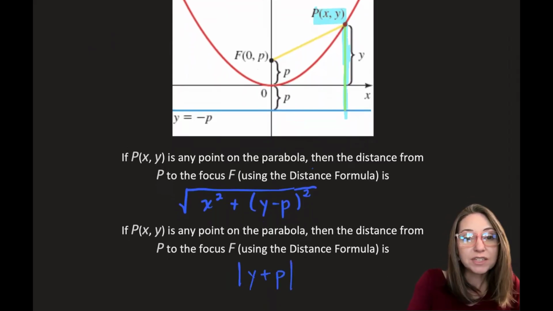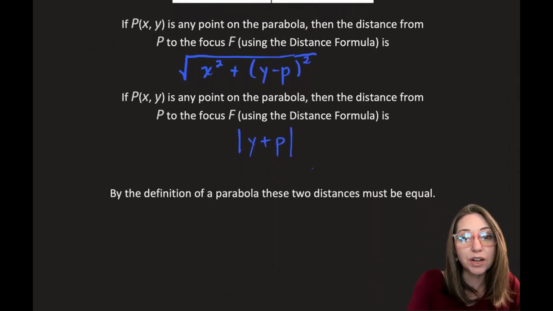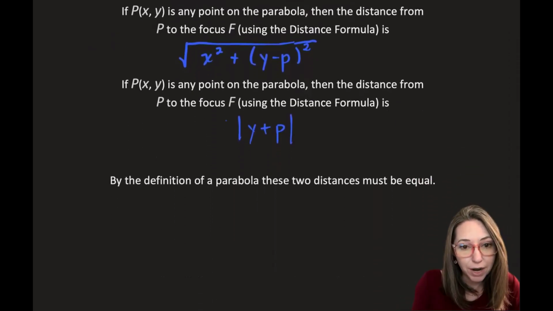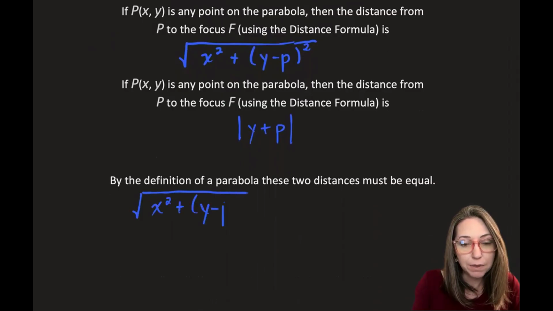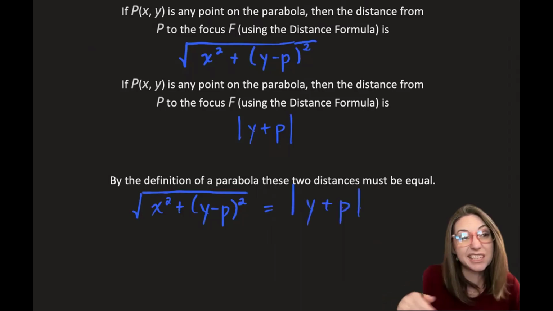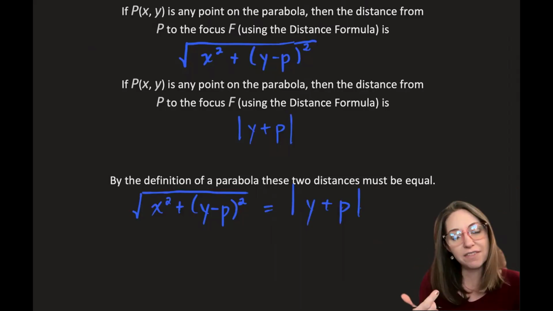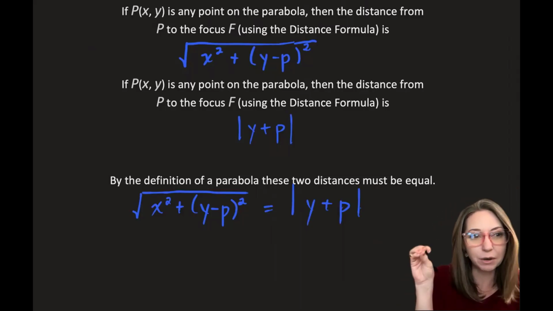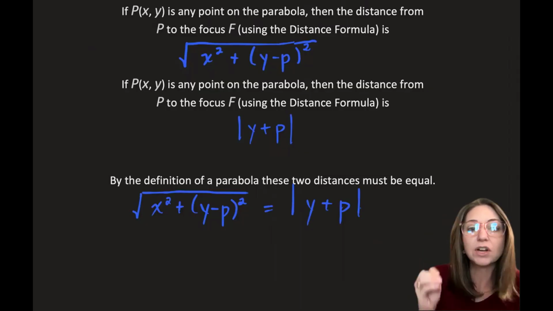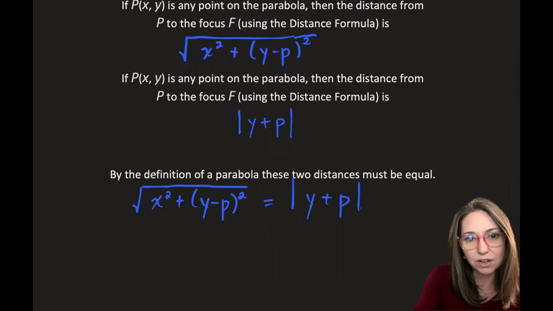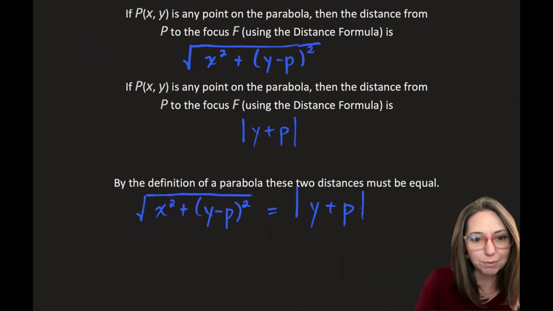So if we set those equal to each other, we know those distances are equal because that's the definition of a parabola. So by the definition of a parabola, the square root of x squared plus y minus p all squared is equal to the absolute value of y plus p. What we're going to do is simplify this a little bit to derive the equation of the parabola, to relate the little p, the distance from the vertex to the focus, to the standard equation that you're probably used to from algebra class, okay?